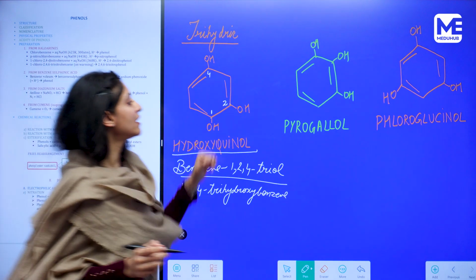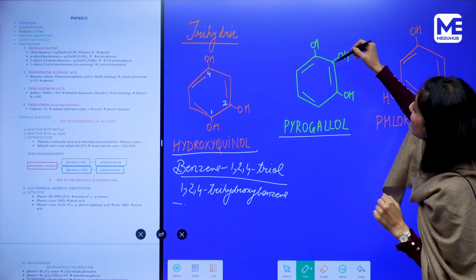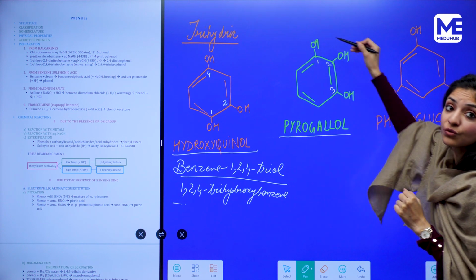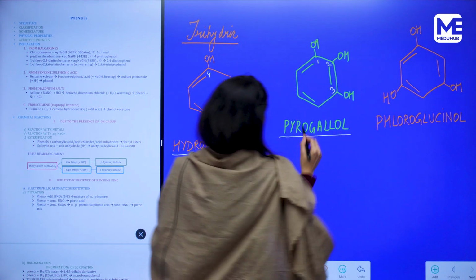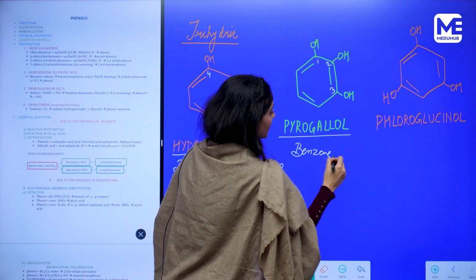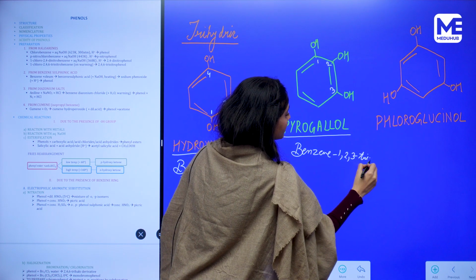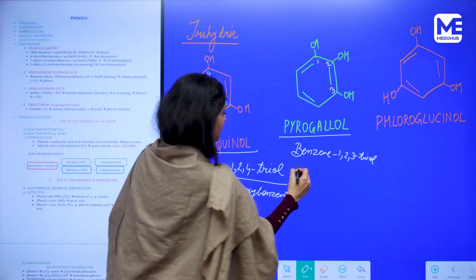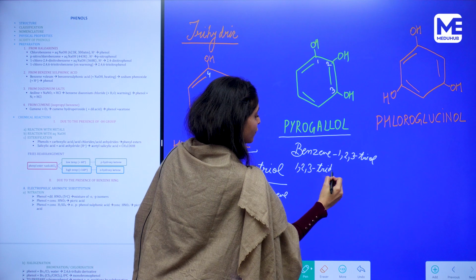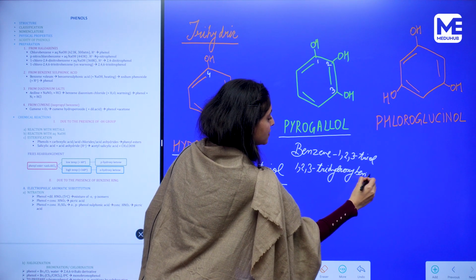Alright. Coming to this example, this is pyrogallol. Here, the OH groups are at carbon 1, 2 and 3. So, 3 OH groups present. The IUPAC name would be benzene 1, 2, 3 triol, or we can also write 1, 2, 3 trihydroxybenzene.